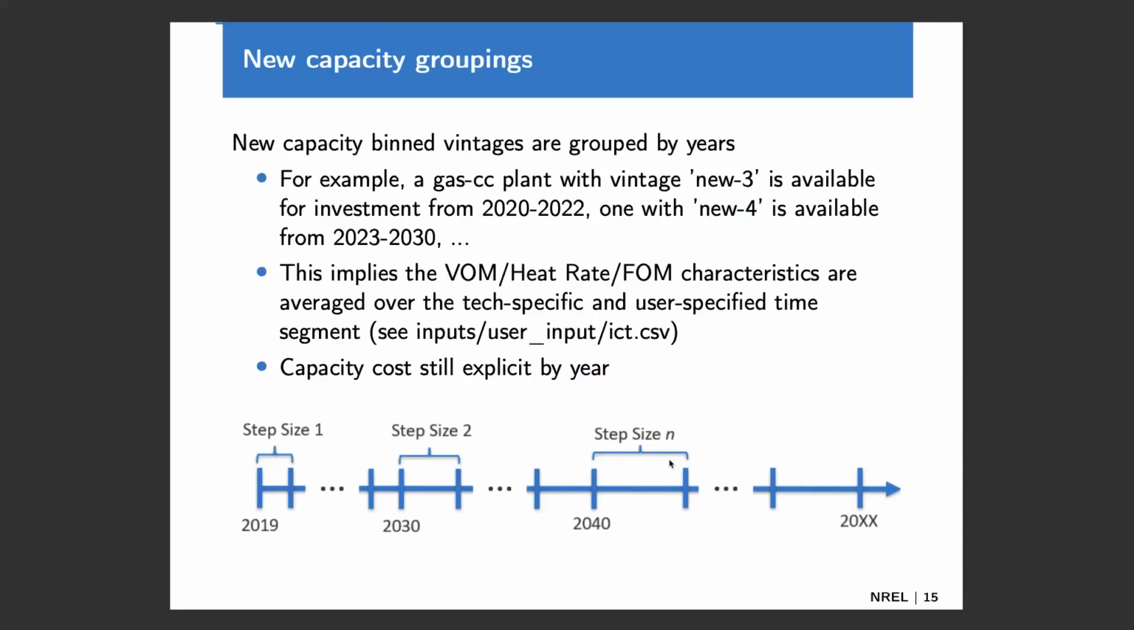So maybe I want an onshore wind plant for every single year that I'm going to model, a brand new one for every single year, and I have explicit representation of the vintages for that wind plant.